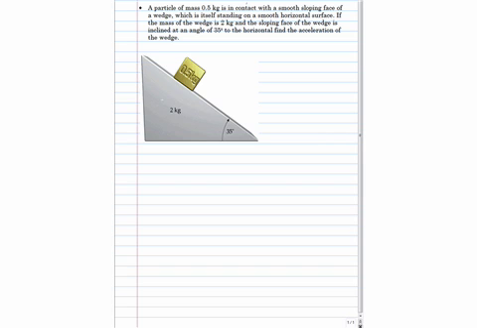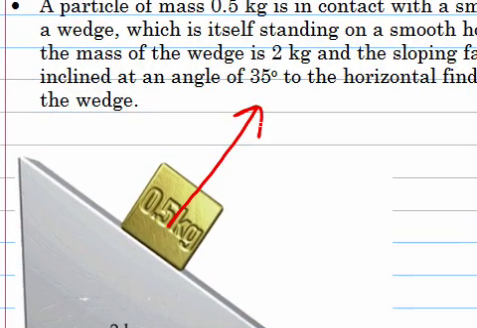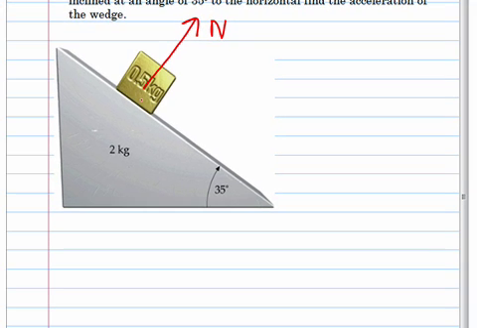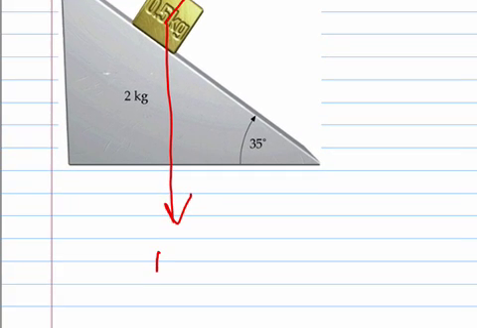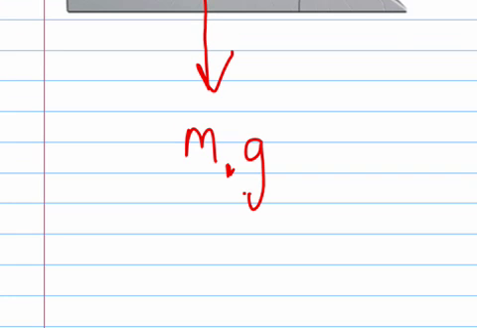Let's draw the forces acting on the particle that is sliding down the wedge. The first force I'm going to draw is the normal force from the wedge acting on the particle. The particle also has a weight, I'm going to call it m1, a weight m1g.